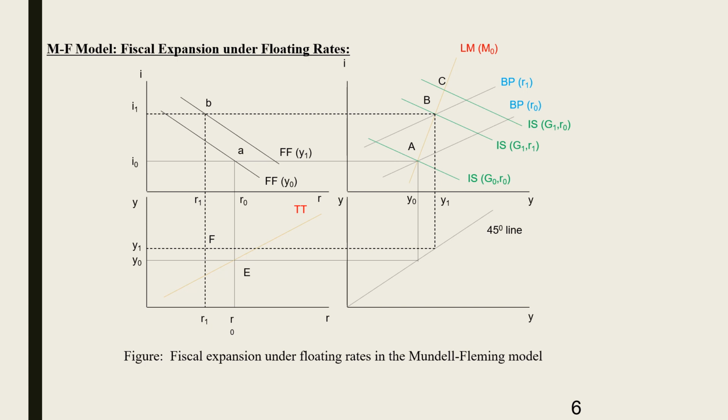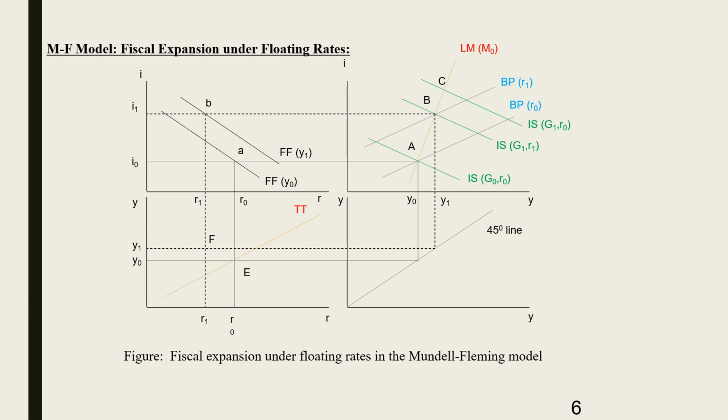Gradually, home goods become less attractive to foreigners, shifting the IS curve back to the left and pushing the interest rate some of the way back to its pre-expansion level. The process comes to an end when the combination of exchange rate and interest rate are such that domestic equilibrium is restored at point B on the line marked IS G1R1, LM M0 and BP R1.